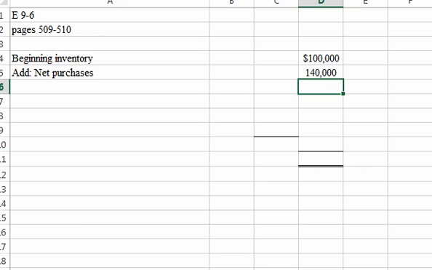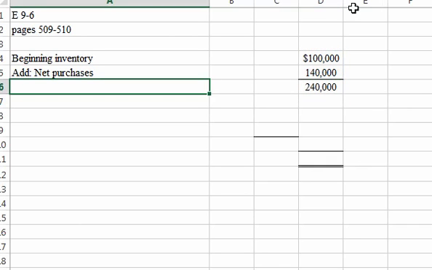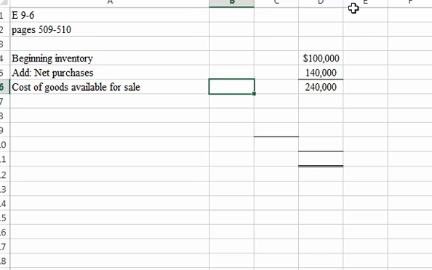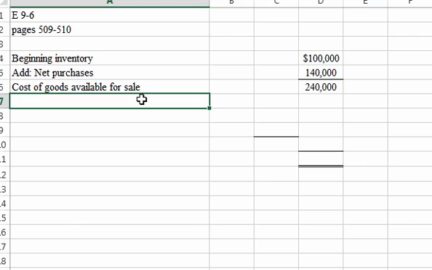When we add those two together, we get cost of goods available for sale, $240,000. You guys, these numbers are not estimates. We knew beginning inventory, we knew net purchases. We add those together, we get cost of goods available for sale. And now we're going to have to estimate cost of goods sold. So less cost of goods sold.